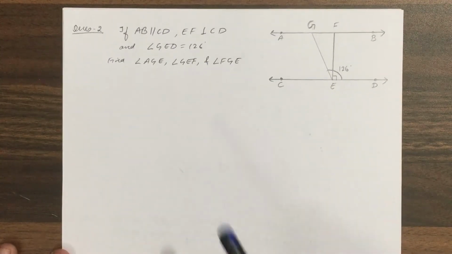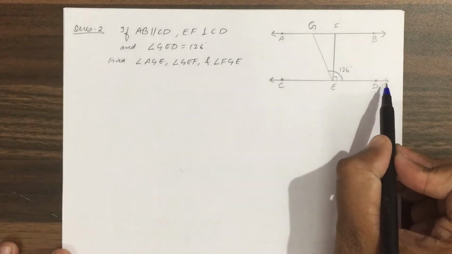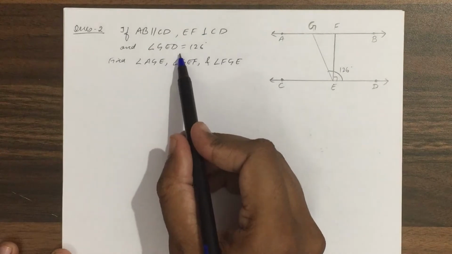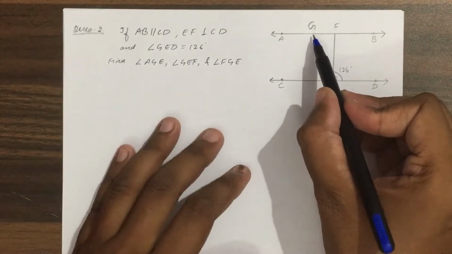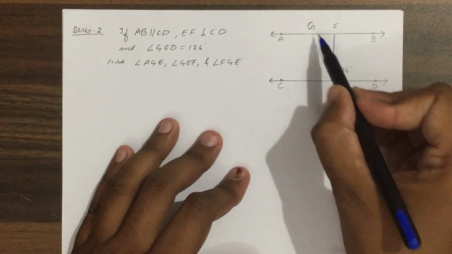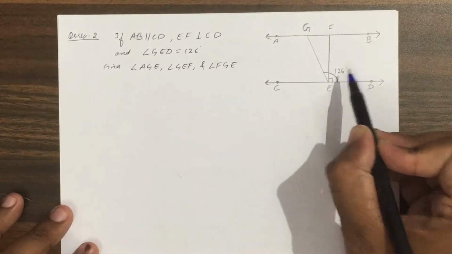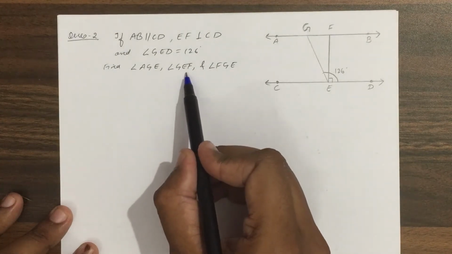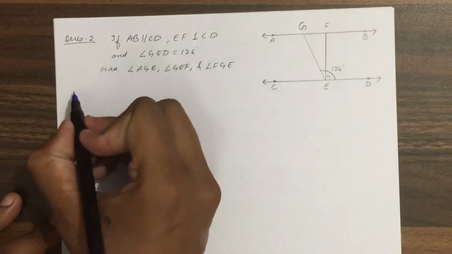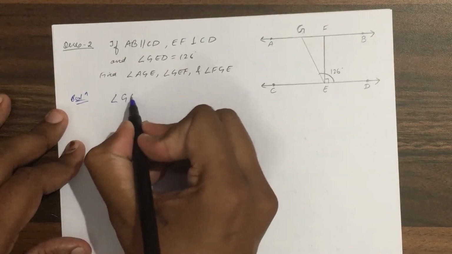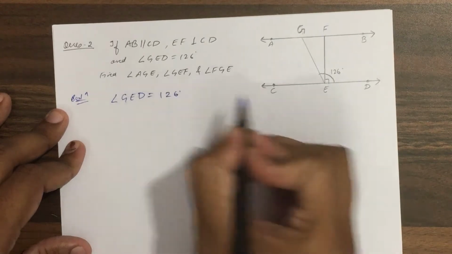It says that AB is parallel to CD and EF is perpendicular to CD. What is given? AB is parallel to CD and EF is perpendicular to CD. Angle GED equals 126 degrees. This whole angle GED is given to you as 126 degrees. You have to find angle AGE, angle GEF and angle FGE.